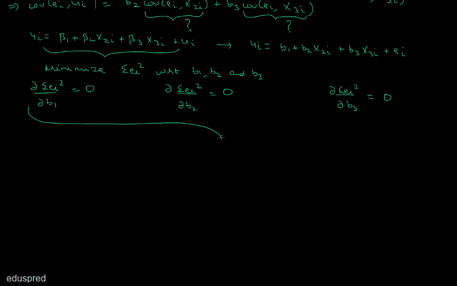We will have 3 equations and 3 unknowns, and this is how we figure out the formulas to calculate b1, b2 and b3. Now I'm not going to derive these formulas over here, but I will do some basic steps to evaluate the expression that we have got.